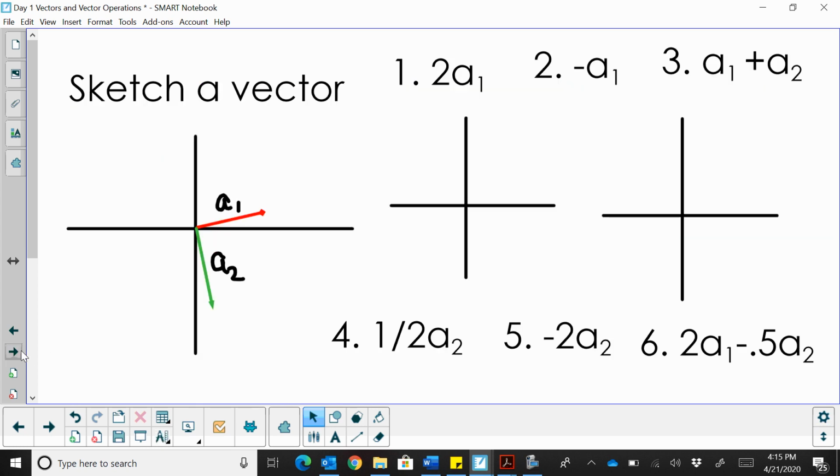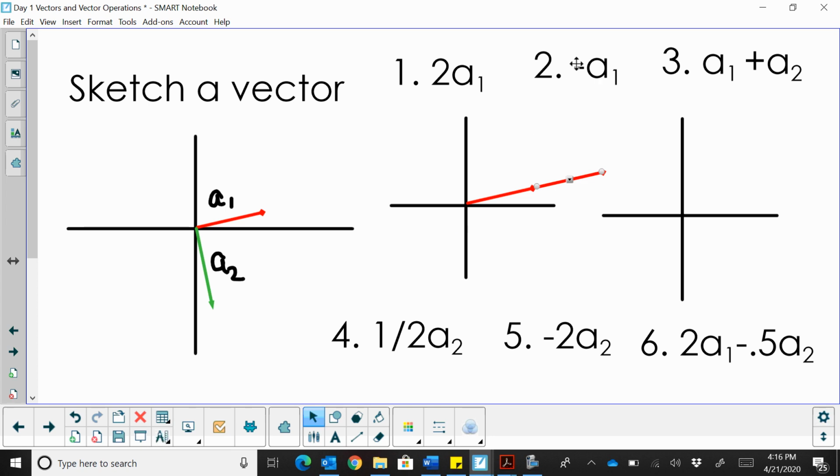So here we go. We've got two vectors, a sub 1 and a sub 2. So the first little sketch we're going to do is 2 times a sub 1. So this is a scalar multiplication. We're finding or sketching what 2 times the first vector is. So what I'm going to do is I've actually got these cloned so I can drag these over here. So there's an a sub 1, but I want to double that, so I'm going to put 2 together. So there we go. There's the sketch right there for 2 times a sub 1.